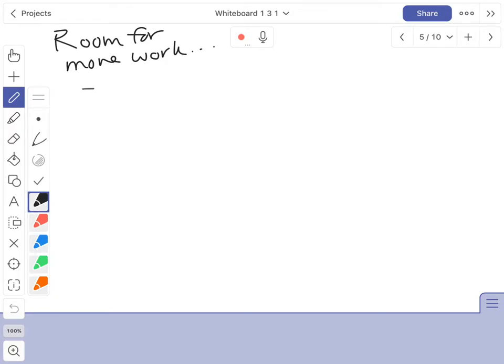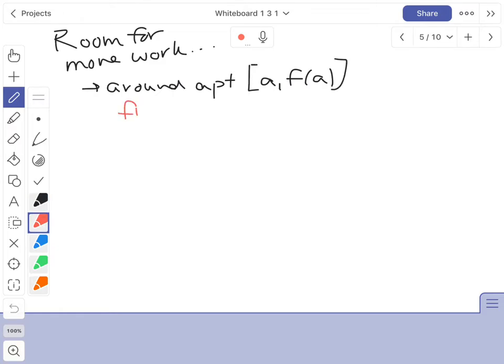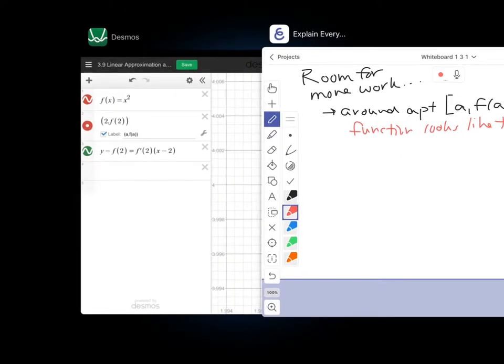So the first thing we notice is that around a point like a and f of a, the function looks like the tangent line. They're almost inseparable at that point. Again, let's see that again.